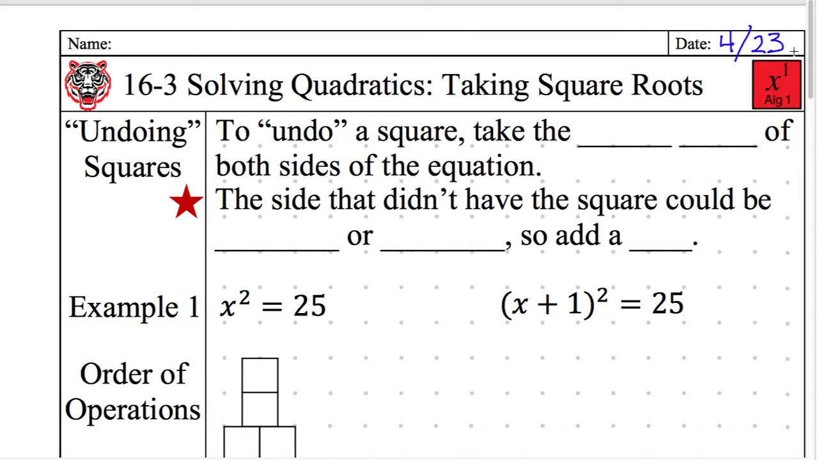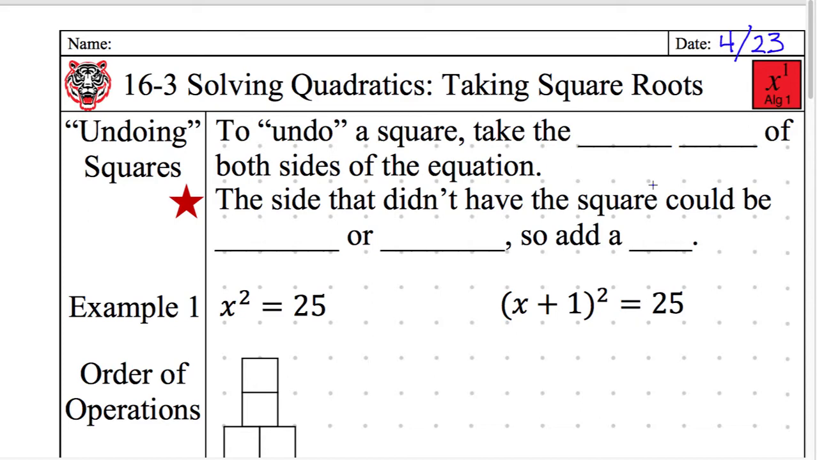All right, so we're doing the easy version of solving quadratics. We're about to do a harder version in the near future. Today I just want to show you how to take square roots. So here we have some blanks that I need someone to fill in. I need one volunteer to fill in these two blanks. To undo a square, take the what of both sides of the equation.